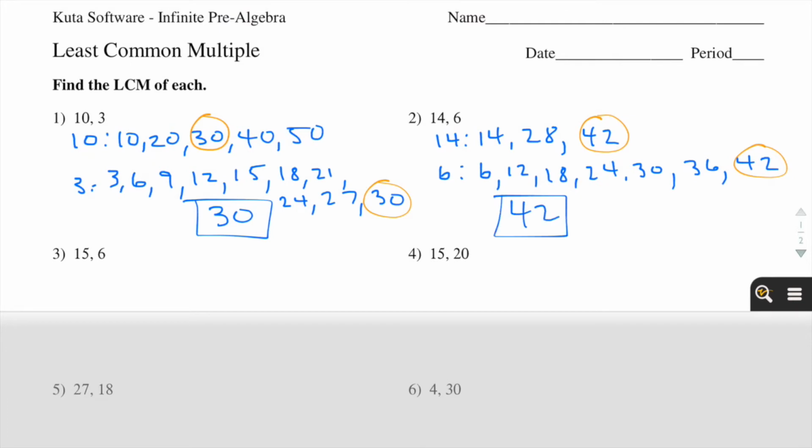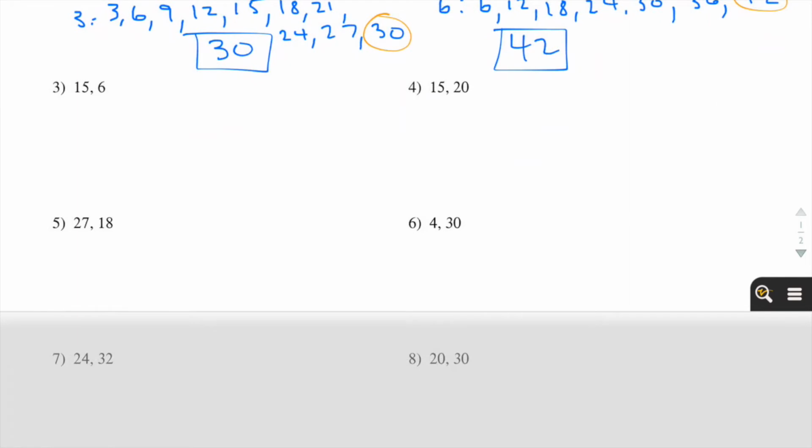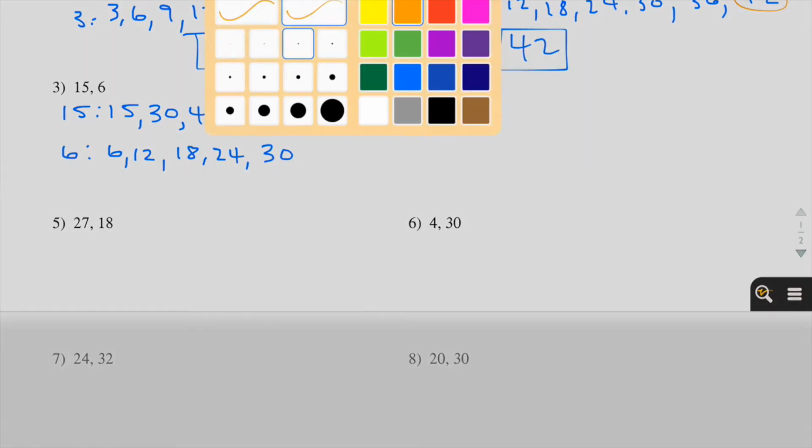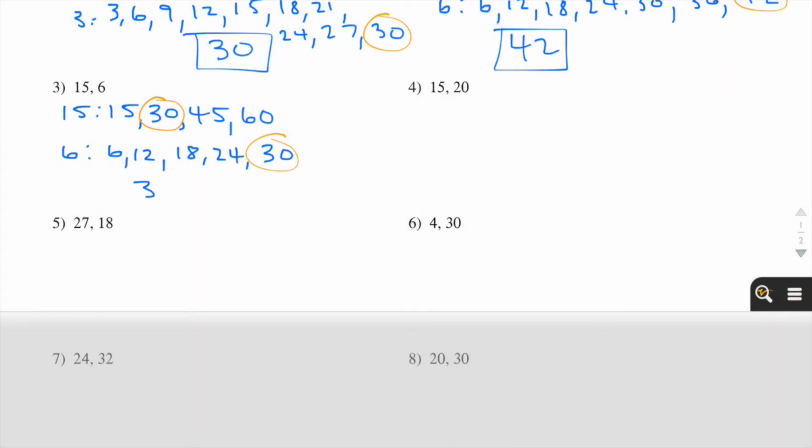Number 3. The numbers for this one are 15 and 6. We're going to write the multiples of each. We have 15, 30, 45, 60. Let's stop there. Try it with 6: 6 times 1 is 6, 6 times 2 is 12, 6 times 3 gives us 18, 6 times 4 is 24, and 6 times 5 gives us 30. We can stop because they both share 30. So our final answer for number 3 is 30.